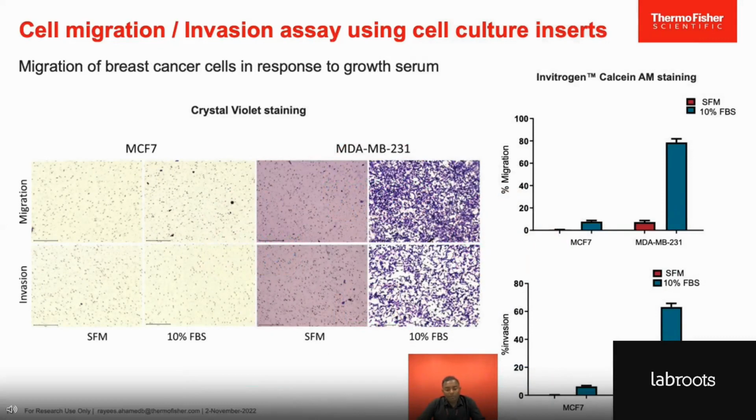This is an example of breast cancer cell migration in response to serum at the bottom of the plate. We cultured MCF7 or MDA-MB-231 cells on top of the insert, and serum-containing media was placed in the bottom well, and cells actively migrated from top to bottom. The migrated cells are stained with crystal violet, and the data has been depicted here. As you can see, the migrated cells are stained blue in the wells which contain the serum, and the wells without serum did not support migration.